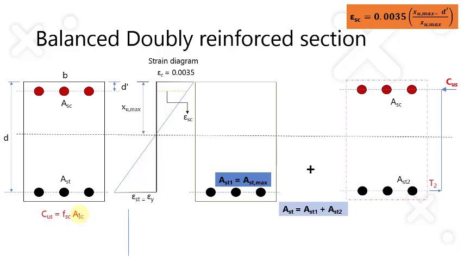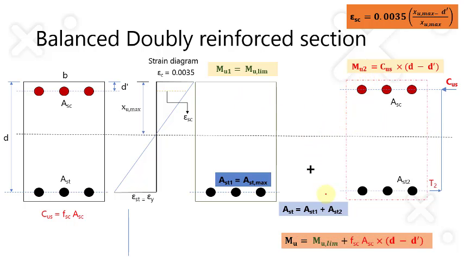Next, once FSC is known, I would like to know what is my compression reinforcement. Now in order to compute this compression reinforcement, we will compute the moment carrying capacity of this section. The moment carrying capacity of this section will be equal to limiting moment carrying capacity. So this is because, as I said, this is a balanced singly reinforced section. What about this one? Now the moment resisting capacity for this section will be CUS into this lever arm.